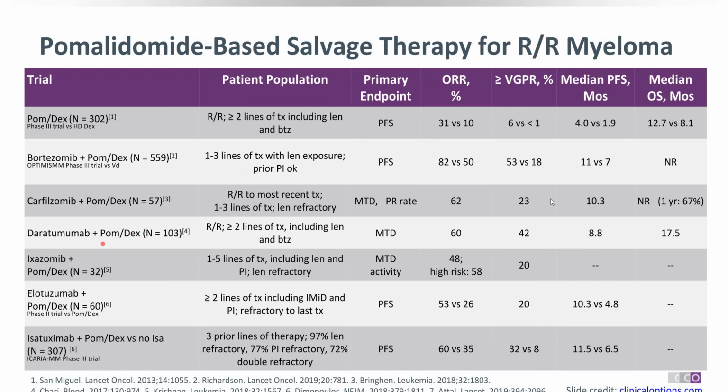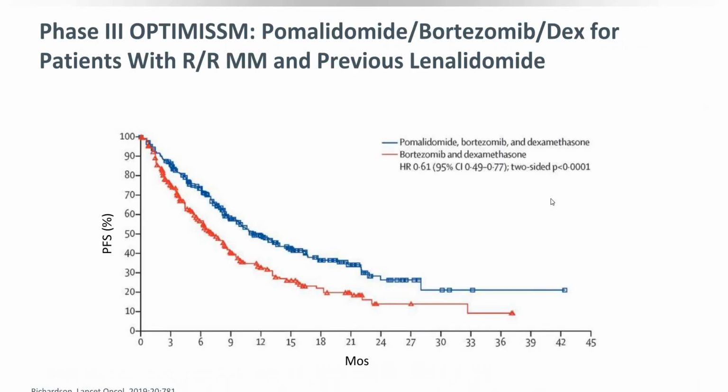So another trial is daratumumab with PomDexa. Again, huge response, 17.5 months median overall survival, even in the fourth, fifth, sixth line. Elotuzumab. So these are all new trials which are coming up in late relapse. Late relapse means the relapse and refractory setting. So this was the trial which I was discussing.